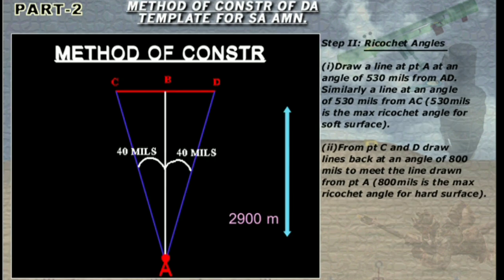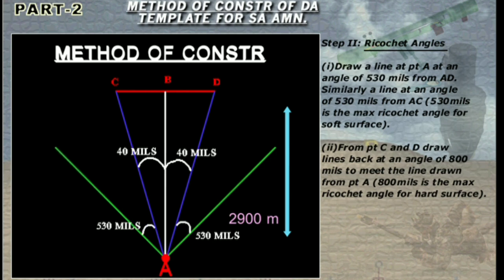Draw a line from point A at an angle of 530 mils from line AD. Similarly, a line at an angle of 530 mils from AC. 530 mils is the maximum ricochet angle. From points C and D, draw lines back at an angle of 800 mils to meet the line.